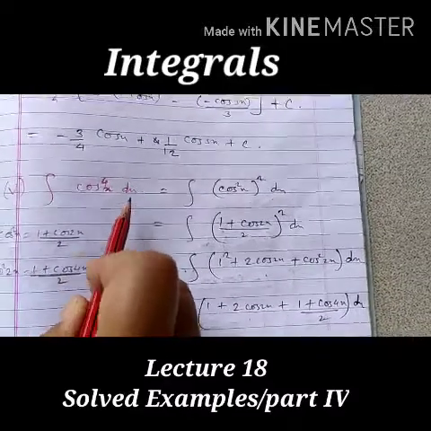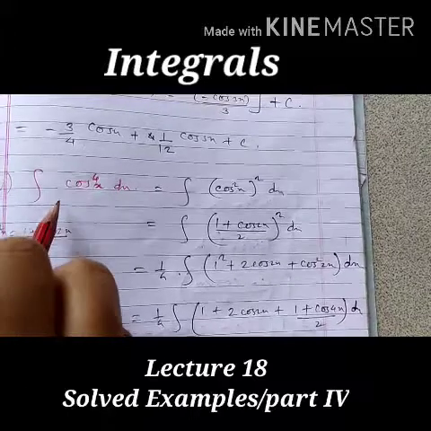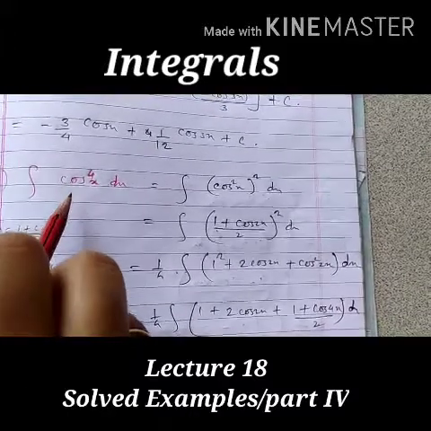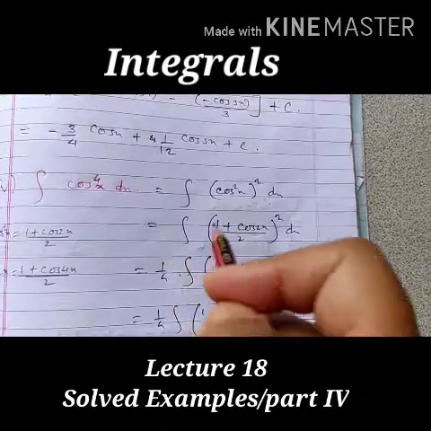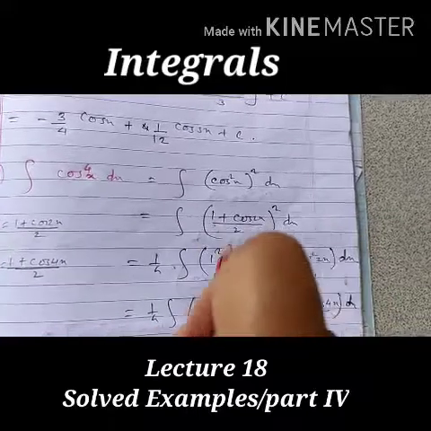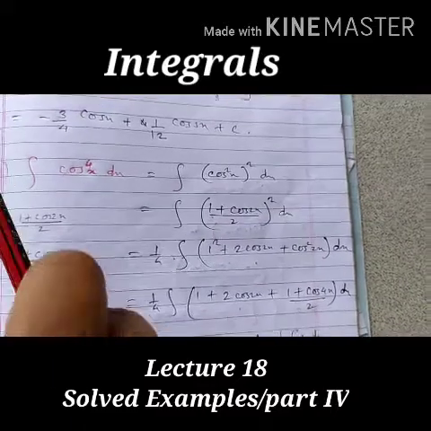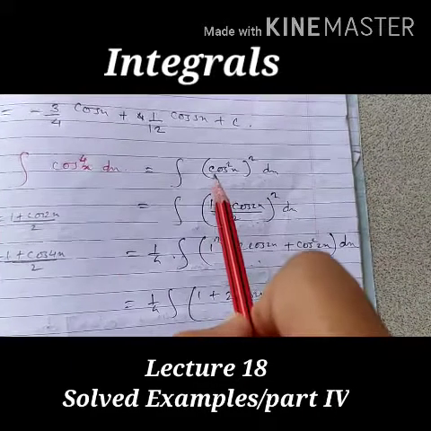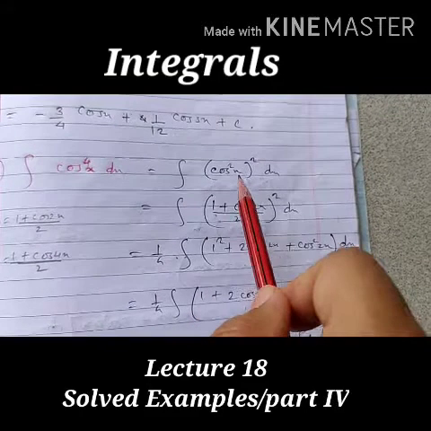Now whenever the powers of sin and cos are given, at that time we'll try to convert into 1 plus cos 2x, or 1 minus cos 2x for sin. So when we are getting the linear form, then and only then is it possible to evaluate the integral. Okay, now cos raised to 4 we can write as cos square raised to square. So integration of cos square x raised to square.